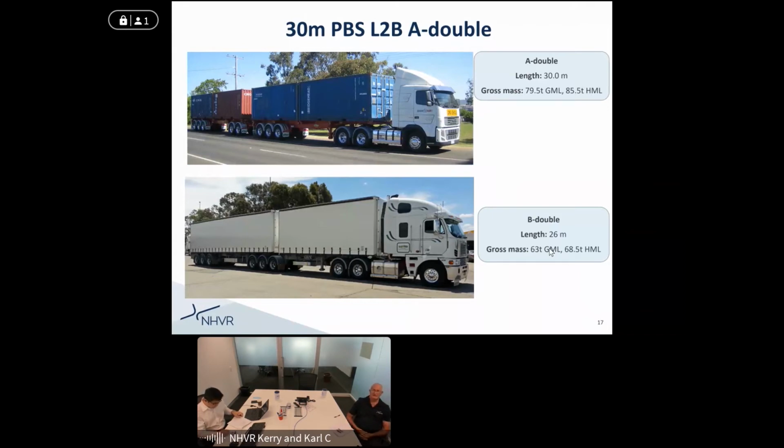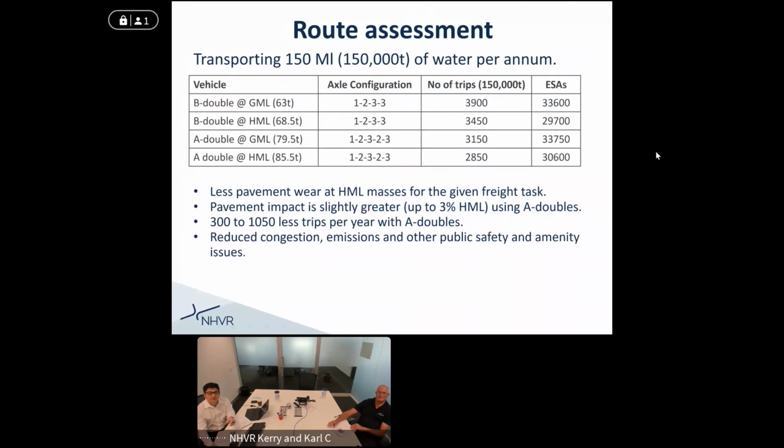We'll do the same thing with the 30 metre PBS level 2B A double. 30 metres in length, gross mass is 79.5 tonne at GML or 85.5 tonne at HML. B double's length, 26 metres, gross mass 63 tonnes GML and 68.5 HML. So this was an actual case that we were asked to look at. We're just doing the route assessment side of this with the vehicle assessment as before. So the task was to transport 150 megalitres, so that's 150 million litres of water per annum, so 150,000 tonnes of water. Someone was thirsty.